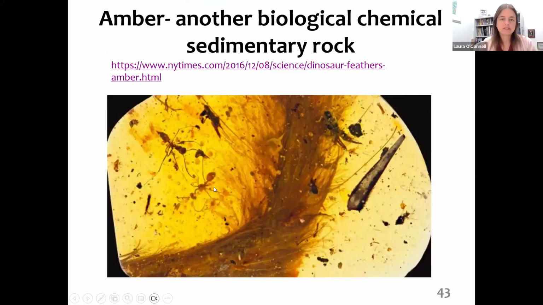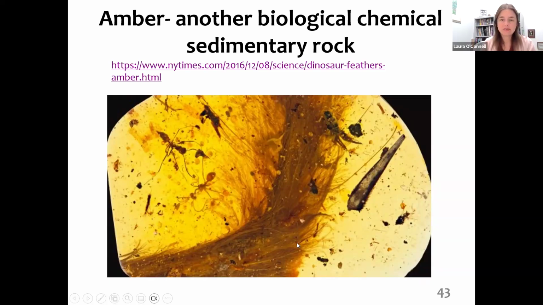And then one of the weirdest examples of a biochemical sedimentary rock that I've seen is, a few years ago, they actually found an amber. Amber is an example of a chemical biological rock. This is actually made from fossilized tree sap dripping down a tree. So that's why amber sometimes has little bugs in it. You can see some in here. But this particular amber had a tail in it and it ended up being a tail of a dinosaur.